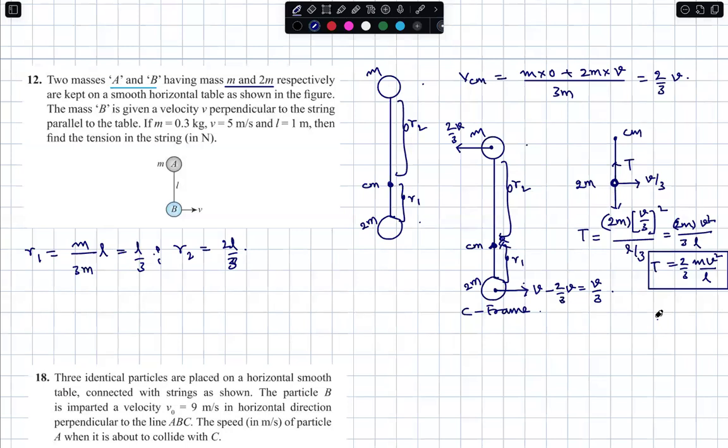Any doubt? It's a very standard question. N number of times you will be given this situation. Remember, this is the ground frame and this is the C frame.